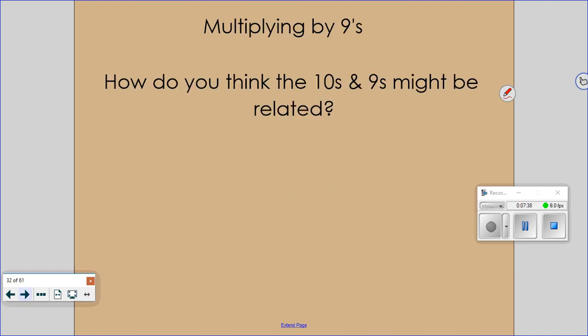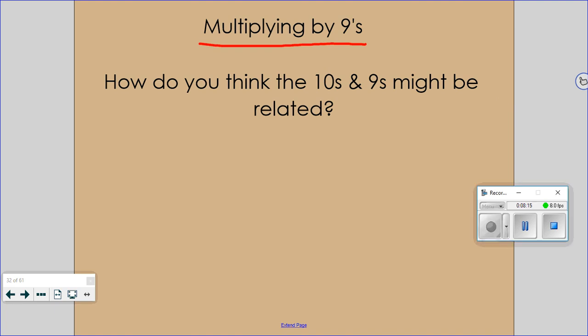You're going to go ahead and get out your notebook. Your title of the next blank page is going to be multiplying by 9s. We're going to talk about 9s today. Just this will be your title. And then I want you to start thinking in your brain. You don't have to write down anything. How do we think 10s and 9s might be related? And I'm talking about my 10s multiplication facts versus my 9s multiplication facts.